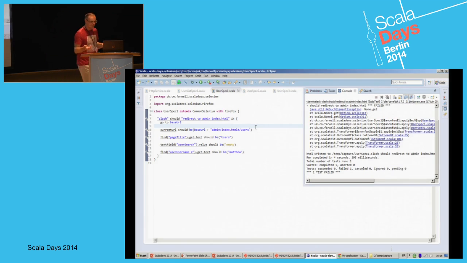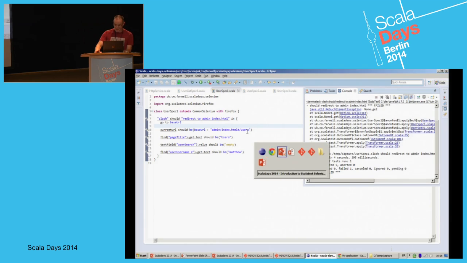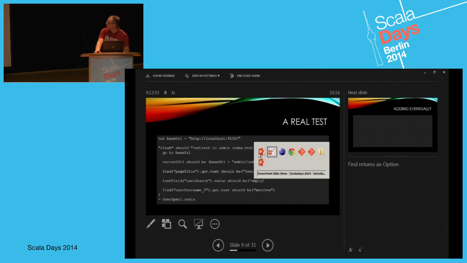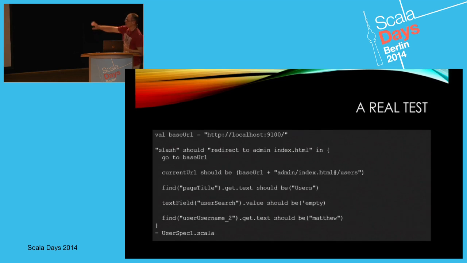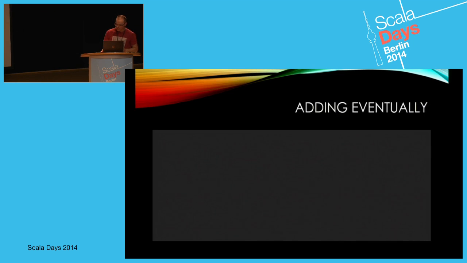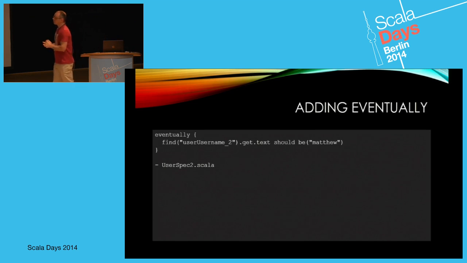So it's falling over. And the reason for that is, as I said before, it's refreshing the page, and then at the end, it's doing the test before the actual data has been filled in. So Scalatest has a facility for this. It's not specific to the Selenium DSL. It's called Eventually. Now, what this does is absolutely fantastic.